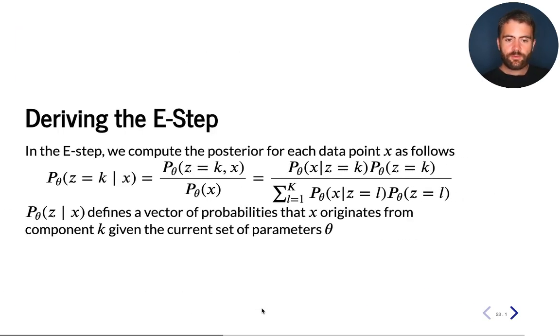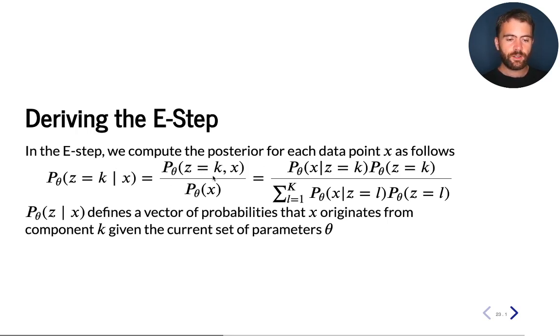Now, let's derive each of these steps for a Gaussian mixture model. The E step is relatively straightforward. We have seen in one of the earlier videos that we can compute the probability that x belongs to cluster k. This is the posterior probability which we want to compute, and we can apply Bayes' rule to obtain the following expression.